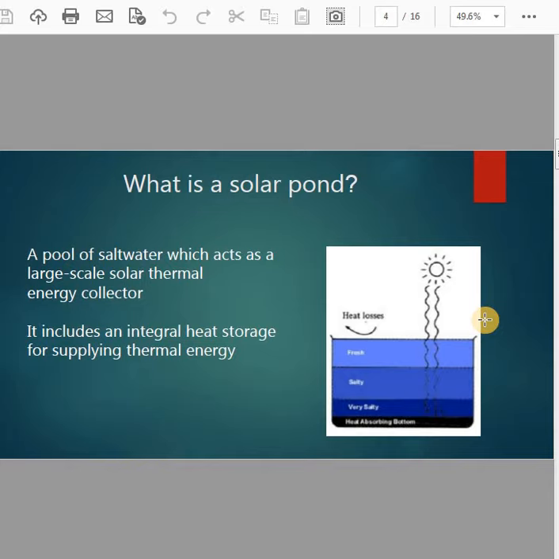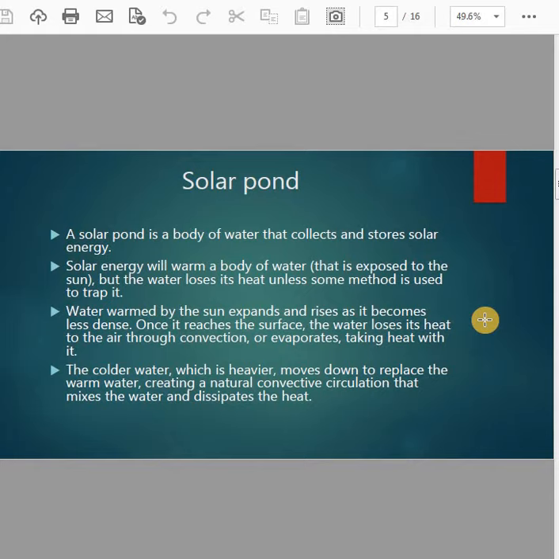It is a pool of salt water used as a large scale solar thermal energy collector. It includes an integral heat storage for supplying thermal energy. So a solar pond is basically a water heater which collects and stores solar energy. Solar energy will warm a body of water that is exposed to the sun, but the water loses its heat unless some method is used to trap it.